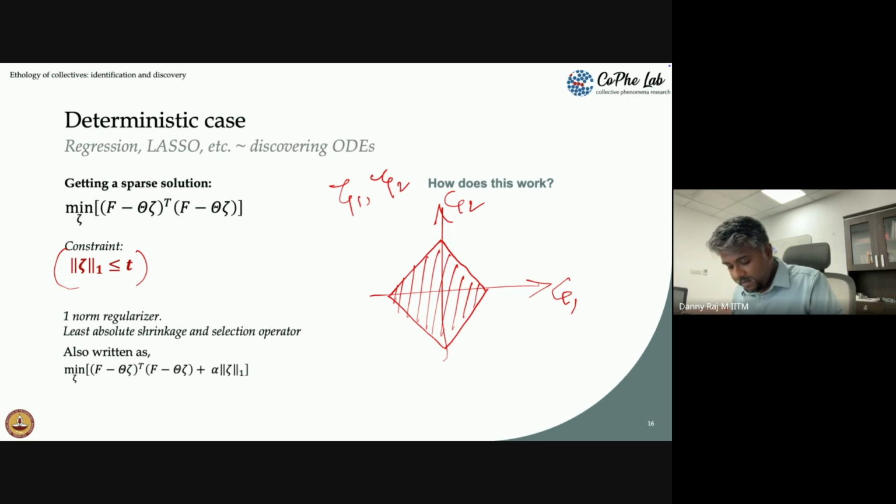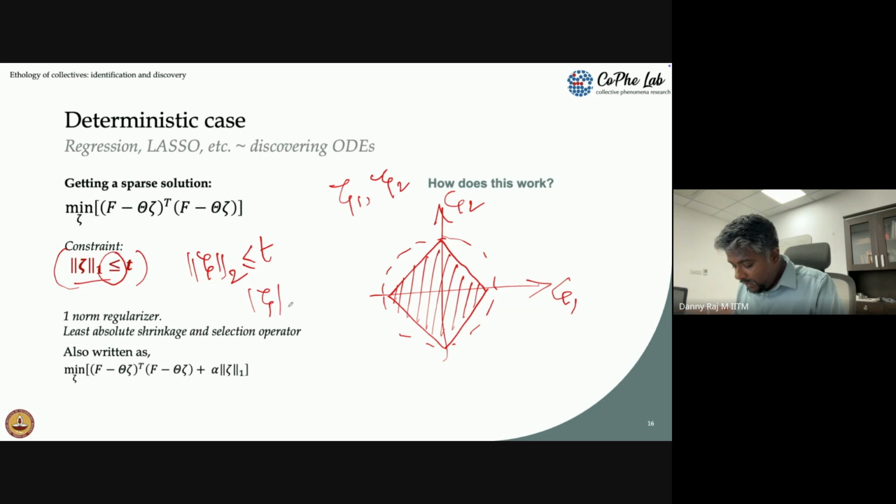Does this make sense? This is an inequality constraint. It's saying the addition of both should be less than t. Imagine if this were a 2 norm less than or equal to t, what would it look like? It would look like a circle. But when it's a one norm, it looks like a tilted square. If this were fractional, this would bend in even more.